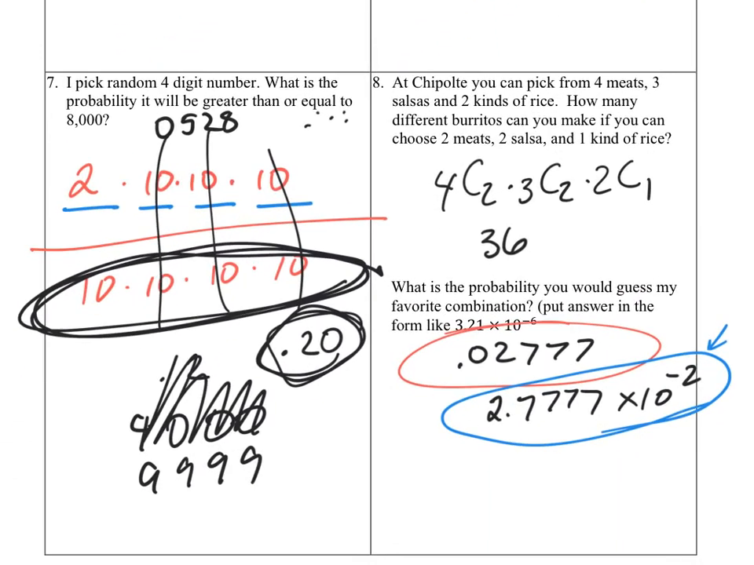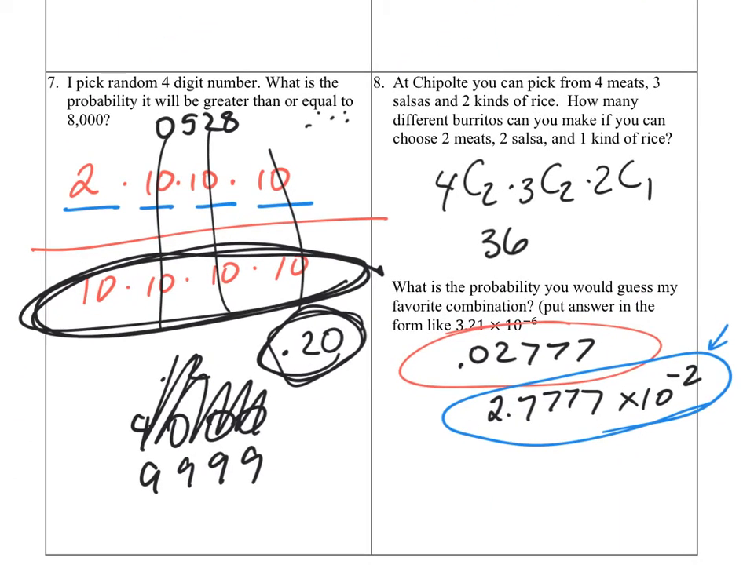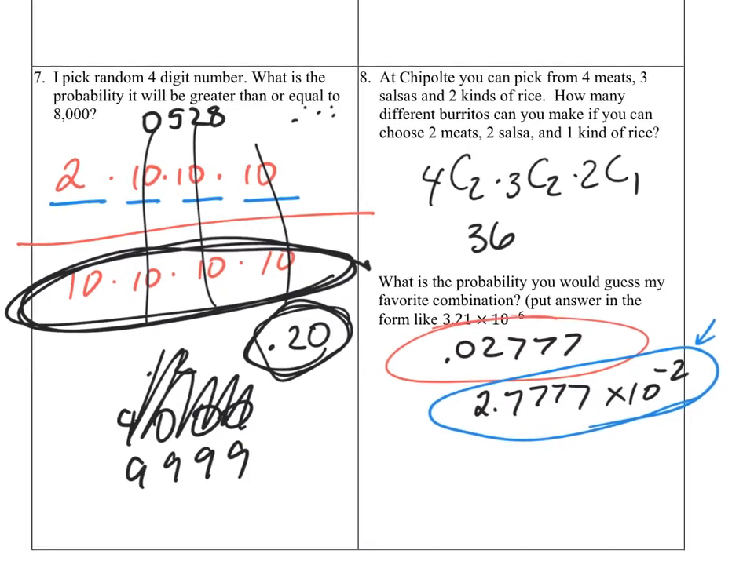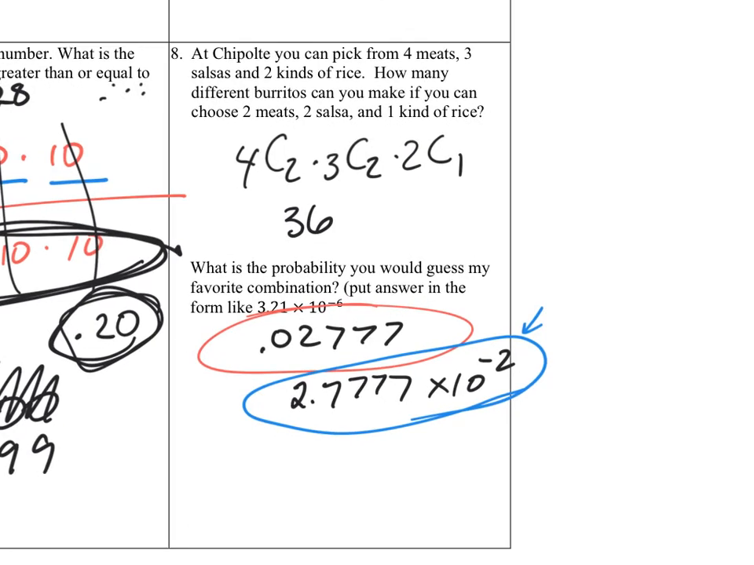And number 7, it was, let's see, 0.20, because I showed my work there. It ends up being 2 out of 10 after you cancel everything. And number 8, there's 36 ways you can make that burrito, and then the probability would be about 3%, 0.02777. If you write it in scientific notation, it looks like 2.7777 times 10 to the negative 2.